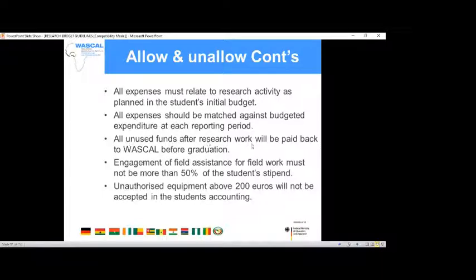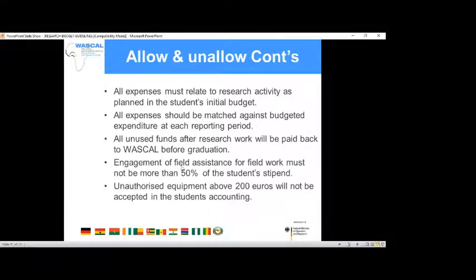All unused funds after research work will be paid back to WASCAL before graduation. It has been mentioned before that any balance that is left from your total research grant, you will refund back to Accra, WASCAL headquarters. I will give an example: 1,000 is transferred to you as your research budget. You spend 800 euros. The balance of 200 euros has to be refunded back to Accra.